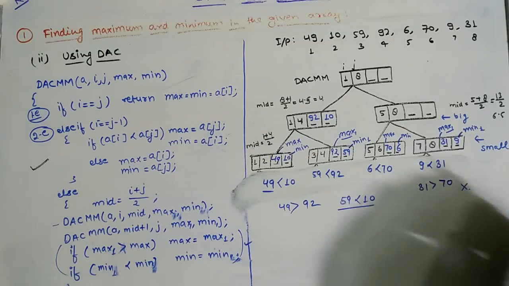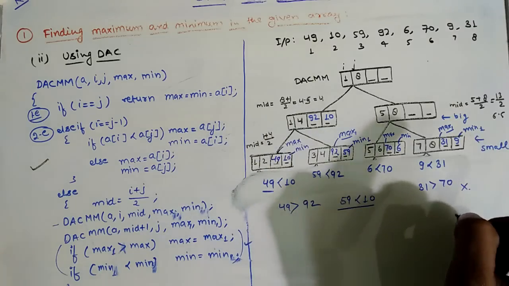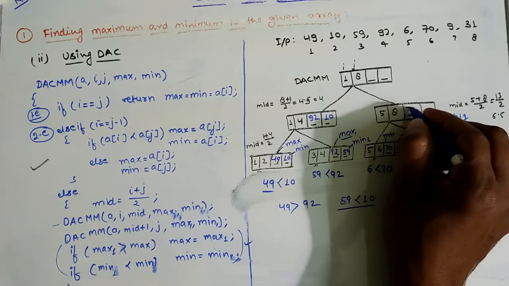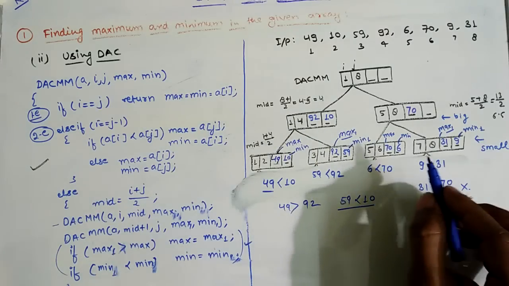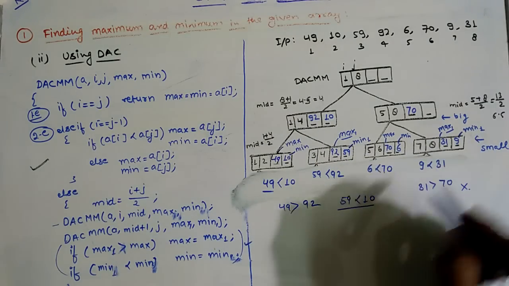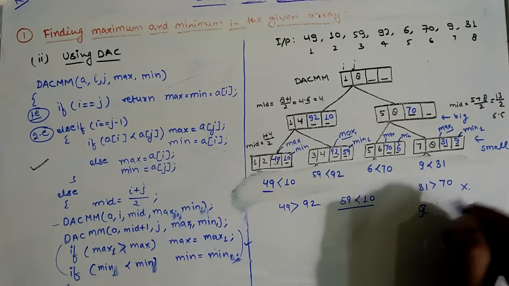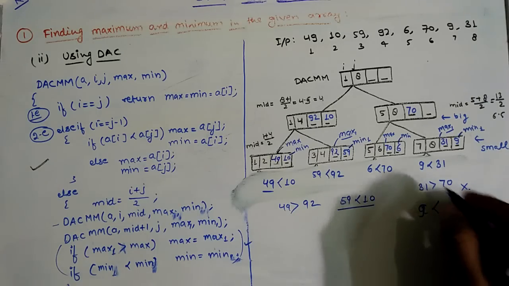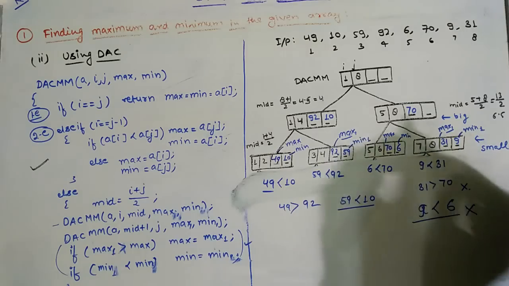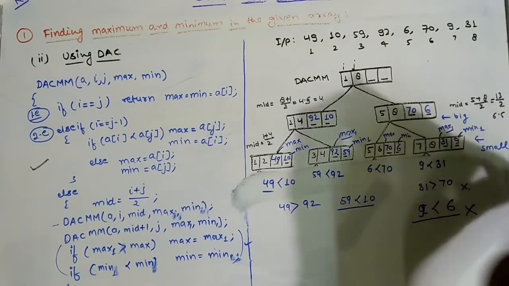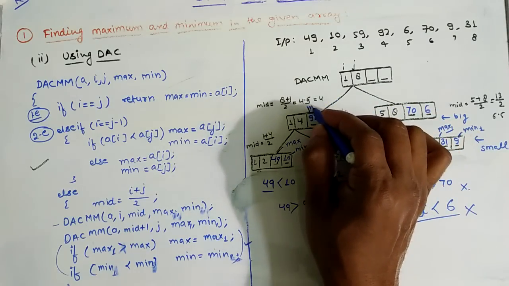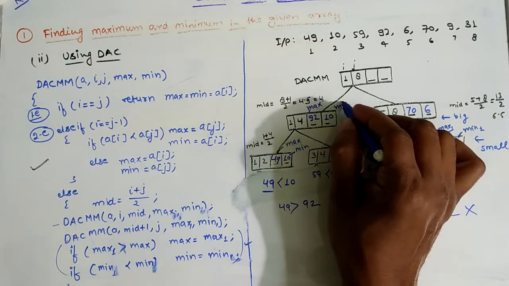So the condition is false. No, it is not greater, so max is not updated and max will remain the same. Here max will remain the same, it means it is 70. Similarly, I check for the minimum element: whether 9 is less than 6. So 9 is not less than 6, the condition is false, so min is also not updated, and I keep the min here.